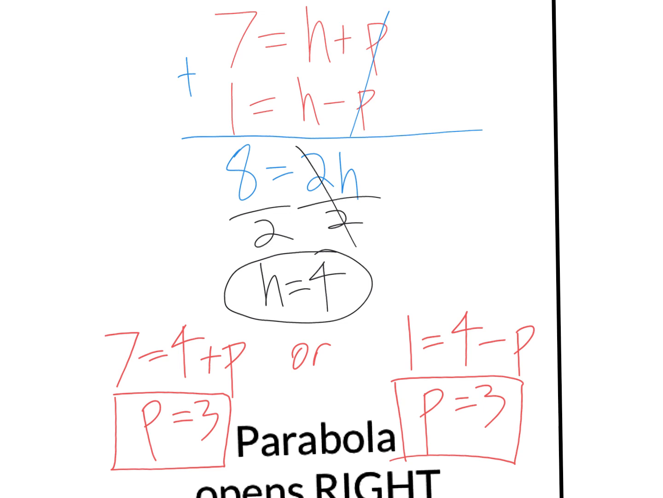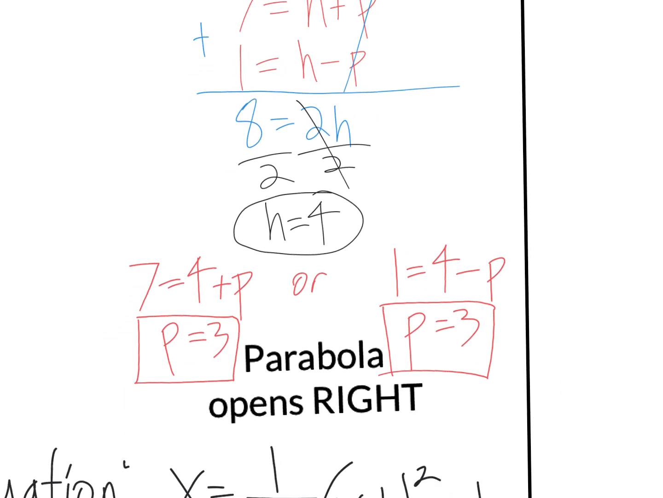So if 7 equals h plus p and h is 4, then 4 plus 3 would equal 7, so p must equal 3. And if I plug it into the other one, 1 equals h minus p, 1 equals 4 minus p. Well, I know 4 minus 3 is 1. So either way you plug it in, you get p equals 3. Okay, so I have a positive p-value, and I previously established that the parabola is a horizontal one opening left or right. Now that I know it's positive, I know it's going to open to the right.